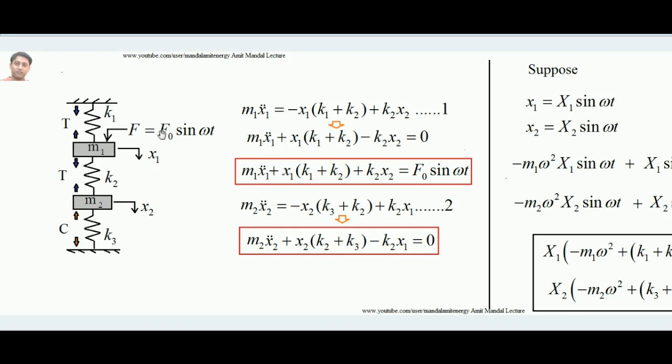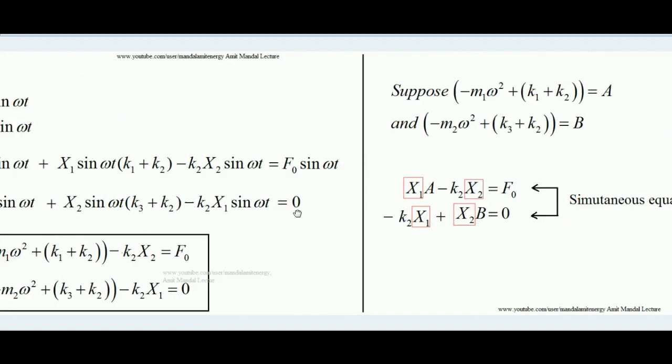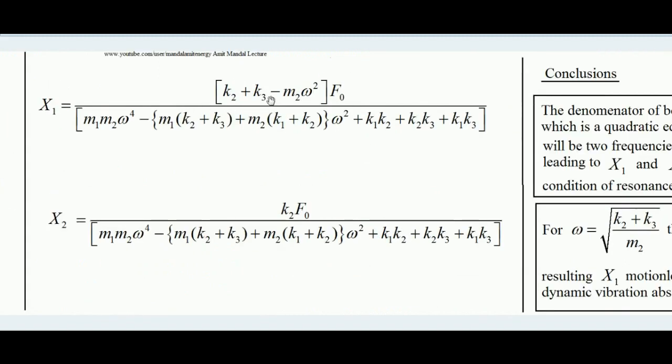So by application of this sinusoidal force on mass m1, these two masses are vibrating. Since they are vibrating sinusoidally, they must have some amplitude. So the amplitudes are capital X1 and capital X2. The expression is: capital X1 equals k2 plus k3 minus m2 omega square, times f naught, upon this entire expression. Similarly, the amplitude of mass m2 is k2 f naught upon this entire expression.